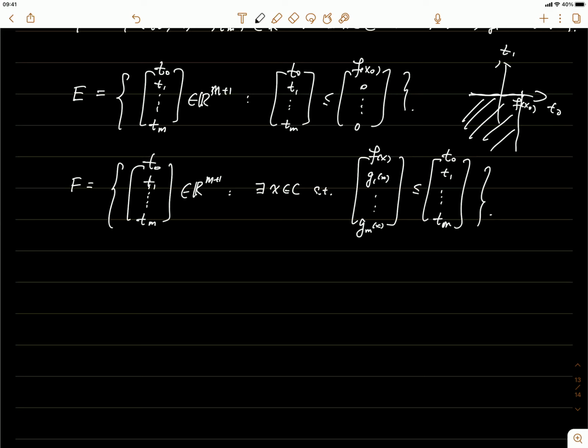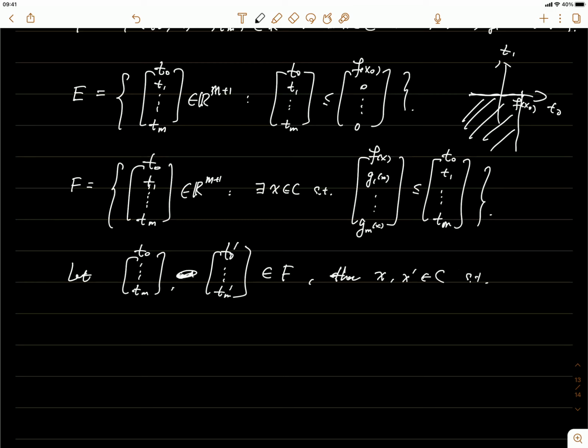Why is that? Well, to show this F is a convex set, we just need to show that any convex combination of two points in F is still in F. Okay, so to show this F is convex, let this t0 to tm and this t0 prime all the way to tm prime be in F. And if they're in F, it means that there exists some x and x prime in C such that f of x, g1 of x, gm of x should be less than or equal to t0, t1 all the way to tm.